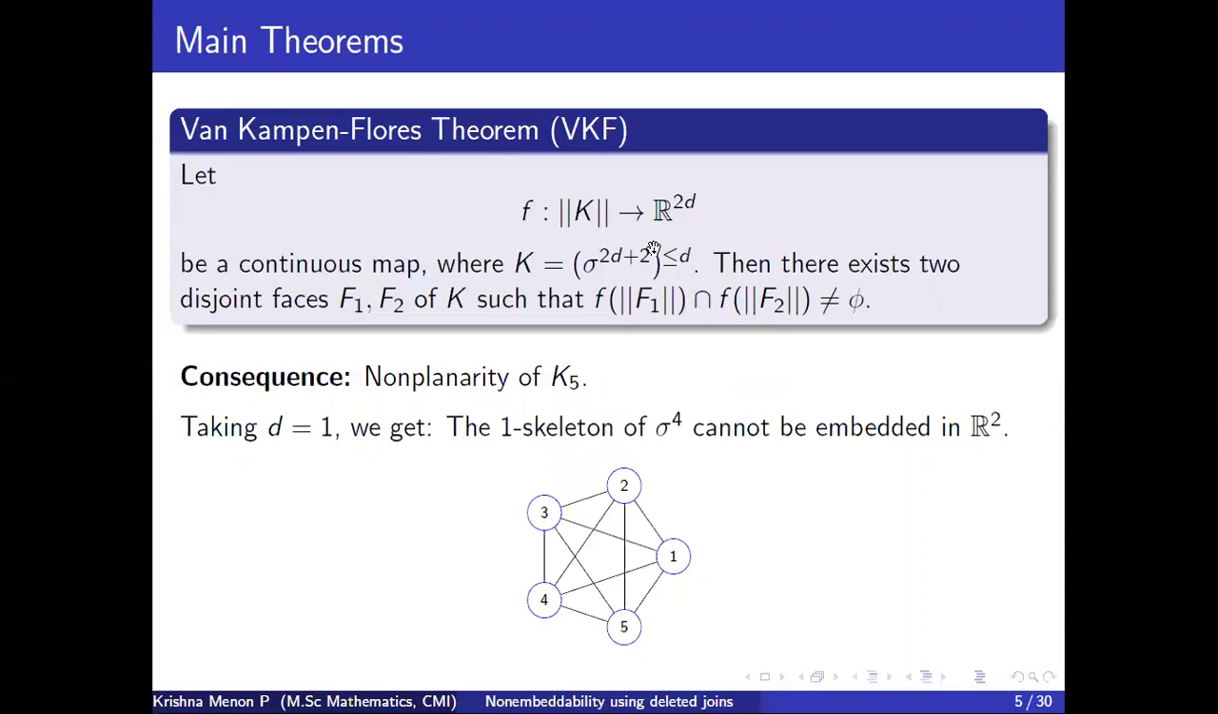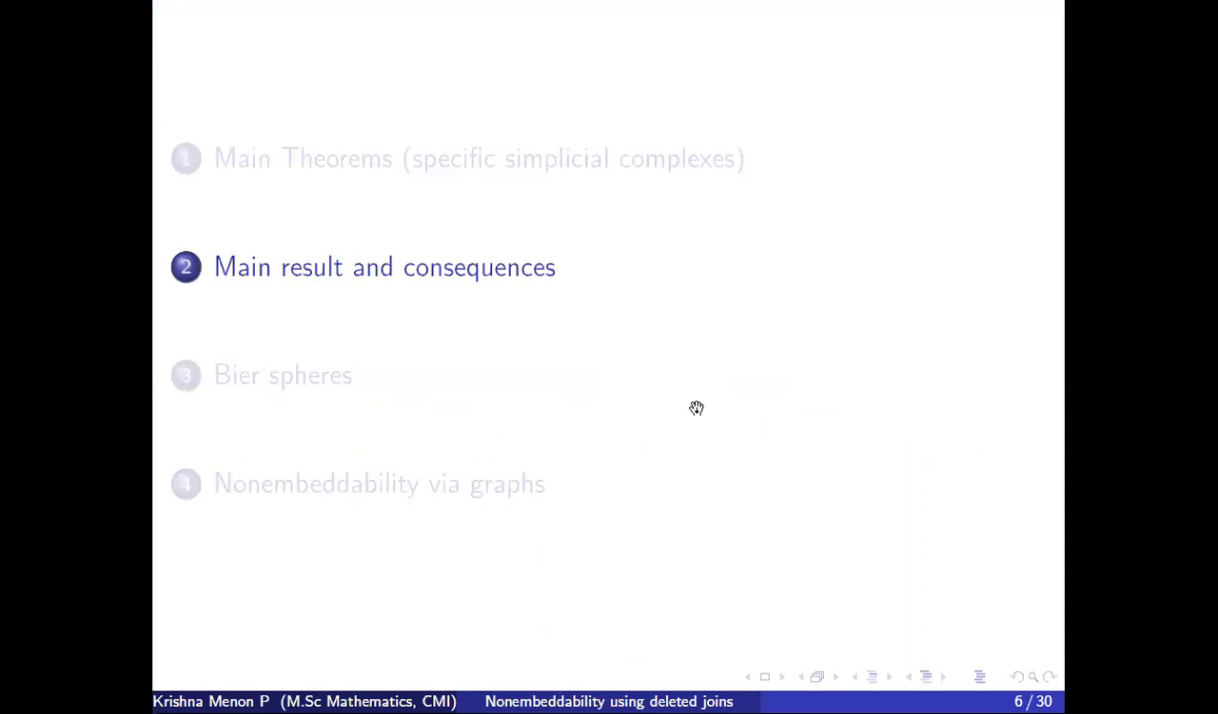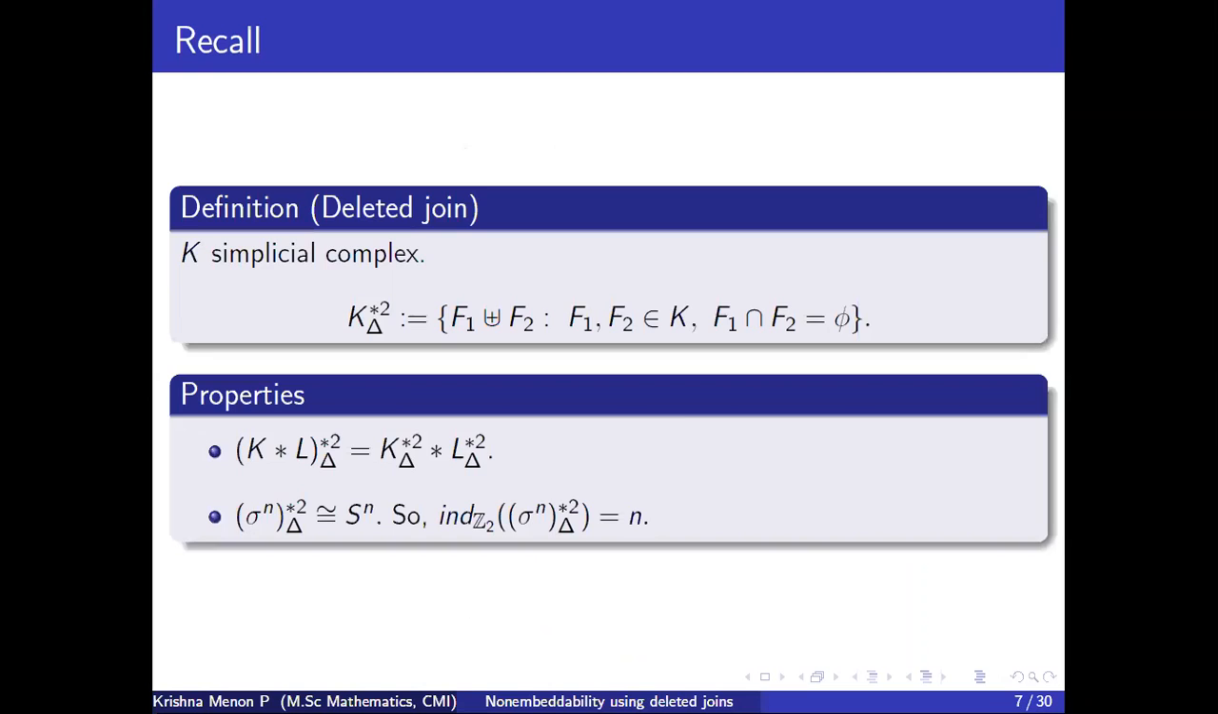Okay, so one nice consequence of this theorem is the non-planarity of the complete graph on 5 vertices, K5. And that again is the simplest case of this theorem, taking d equal to 1. You'll get that the one-dimensional skeleton of sigma 4 cannot be embedded in R^2. But the one-dimensional skeleton of sigma 4 is just the complete graph on 5 vertices. Okay, so those are the two main theorems. So let's start proving our main result.